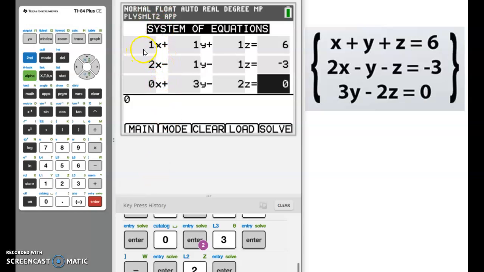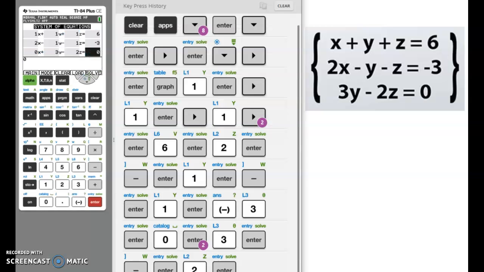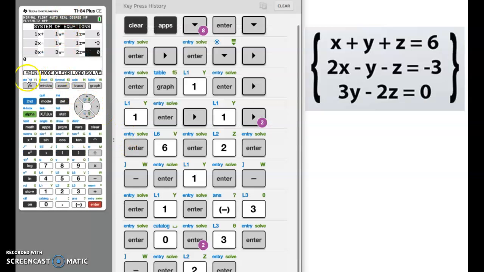So I'm going across that first equation, 1, 1, 1, and 6. That looks correct. 2, minus 1, minus 1, and then a negative 3. That looks correct. A 0, a 3, a minus 2, and a 0. So that all looks correct. Now I'm going to change my view again, putting that screen back on top of the calculator, because all I need to do next is to find the word solve, which is above the word graph, and it's just going to solve it for me.